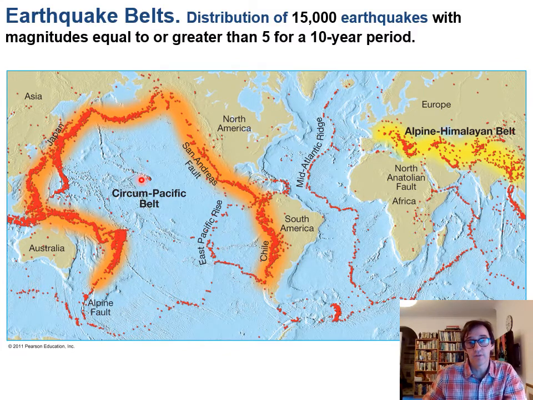Also, there are a few of these red dots in what we call intraplate locations. Some are associated with hotspots, like in Hawaii and Iceland or Yellowstone, but also there's a few elsewhere.